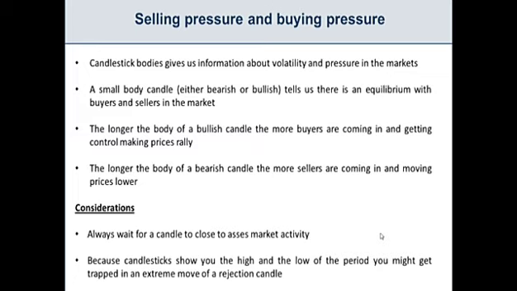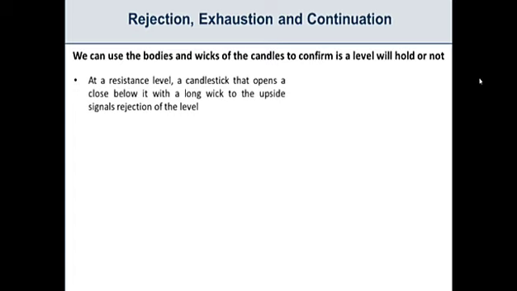Let's go and have a look at what a rejection candle, exhaustion candle, and continuation candle look like. For example, at a resistance level, a candlestick that opens and closes below the level, with a long wick to the upside, signals rejection of the level.